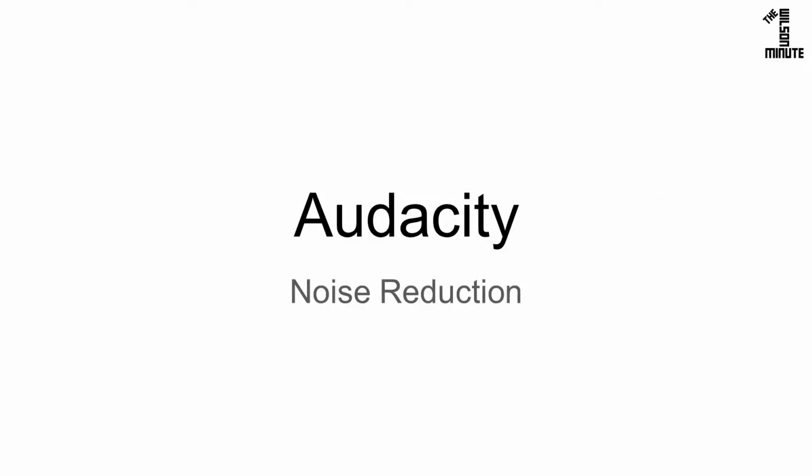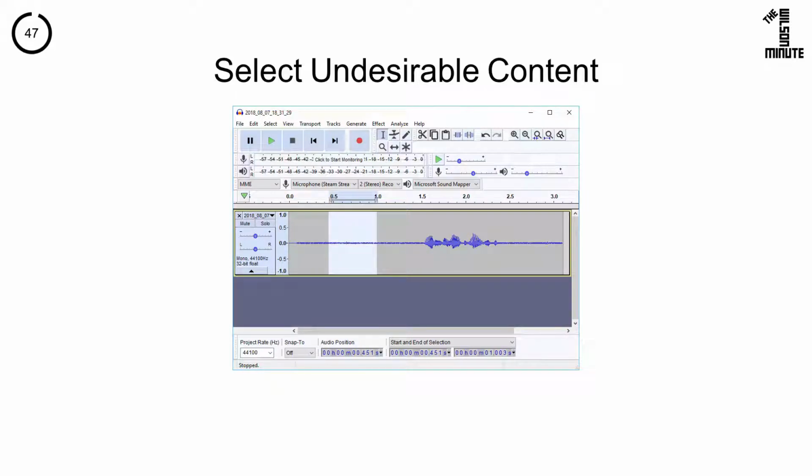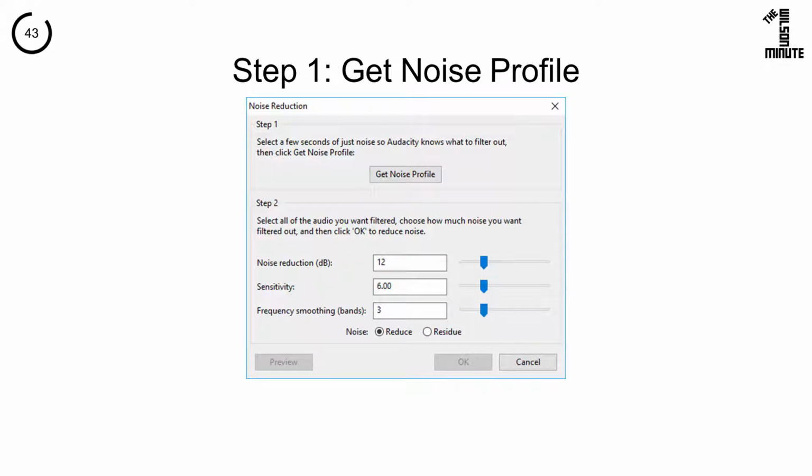Today we will get rid of background noise in the recording with Audacity. Take a look at your dirty audio. Select a short sample containing only background noise. Click Effect, then Noise Reduction. Click Get Noise Profile to analyze the audio we just selected.